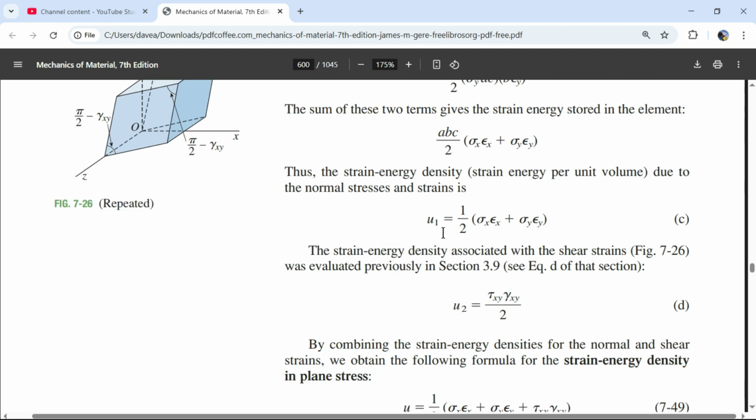Okay, so we get this. The strain energy density associated with shear strains was evaluated previously in section 3.9. See, and I just don't want to go there. That's why we need to go back to chapter 2, chapter 3. And so, bummer on me, we're not going to do that. But anyway, let's just say if I have shear, it's going to change.